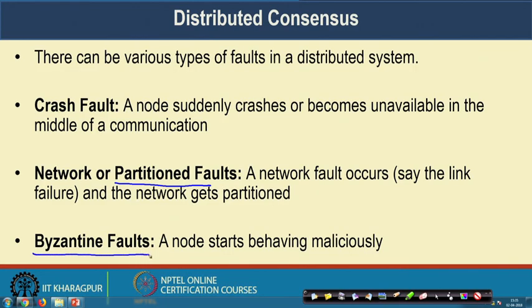So, these are the two typical types of faults, which come from either hardware failure or software failure. But the third type of fault, the Byzantine fault, is a more difficult fault to handle in a distributed environment. A Byzantine fault is just like the example that I have shown you earlier. Here the nodes start behaving maliciously. Whenever a node starts behaving maliciously, you do not know what the action of that node would be.